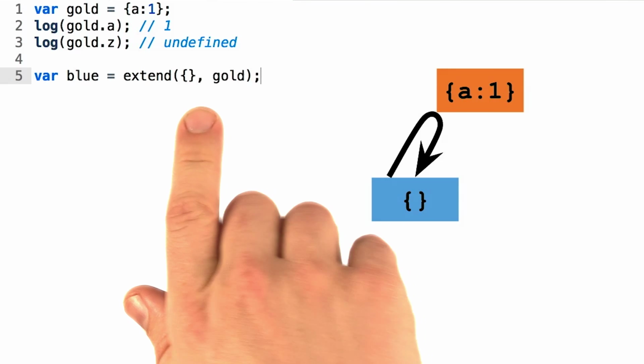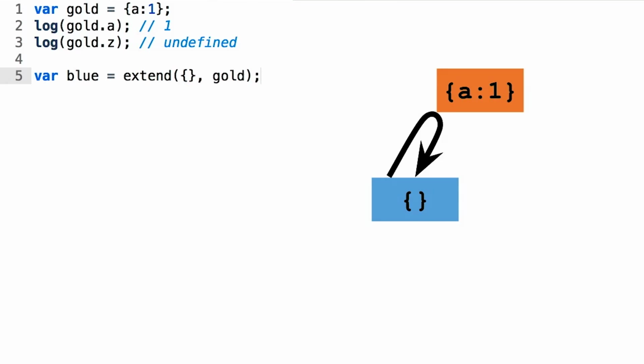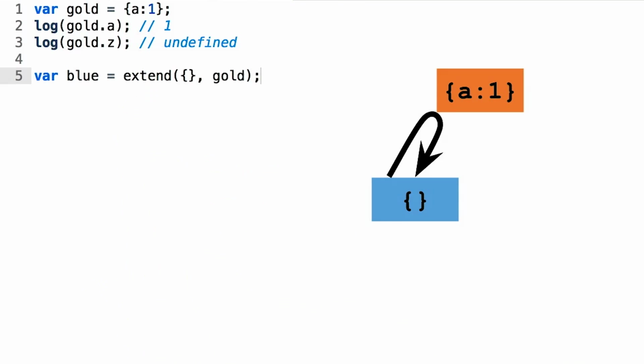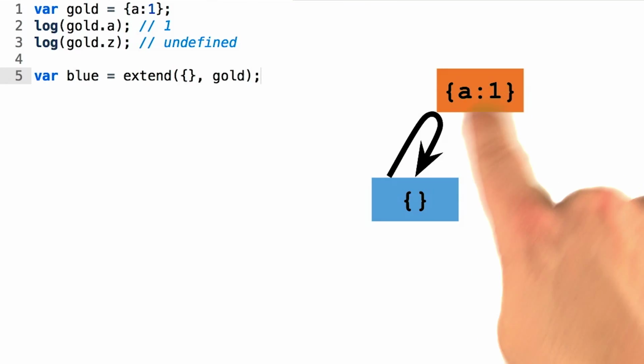Incidentally, there are helper functions out there that can help you copy all of the properties from one object onto another. It doesn't come with the language, but you could imagine doing the exact same thing with a simple for loop. This arrow represents the process of copying over each of the properties from the gold object to the blue object.